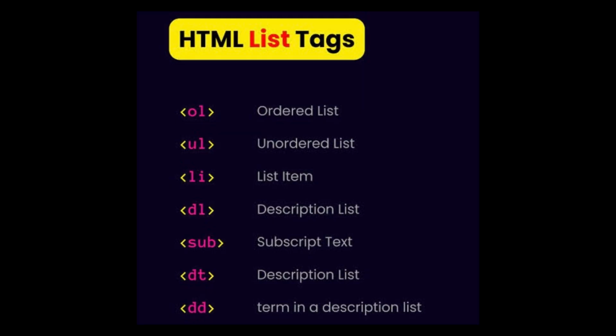Let's take a quick look at the types of lists available in HTML. There are 3 main types. 1. Unordered lists. These use bullets. 2. Ordered lists. These use numbers or letters. 3. Description lists. These are used for terms and their definitions. Each of these lists serves a different purpose, and by the end of today's lesson, you'll be confident in using all of them.